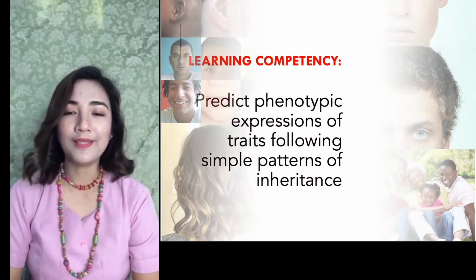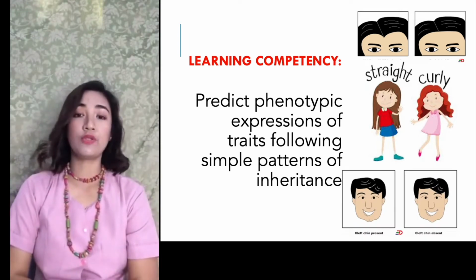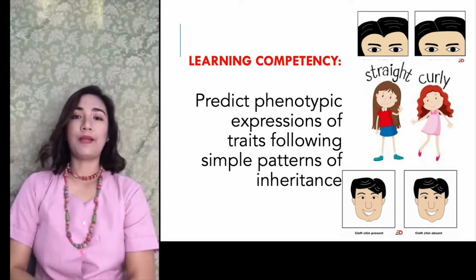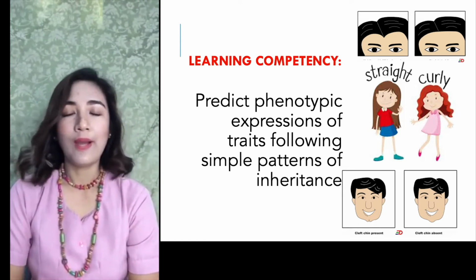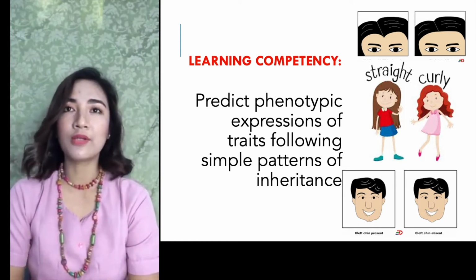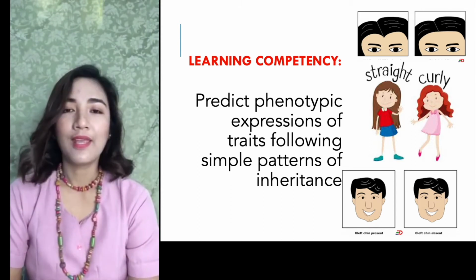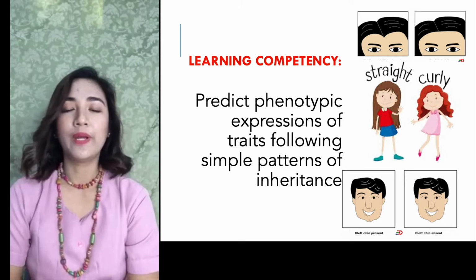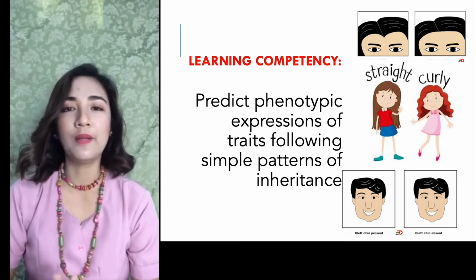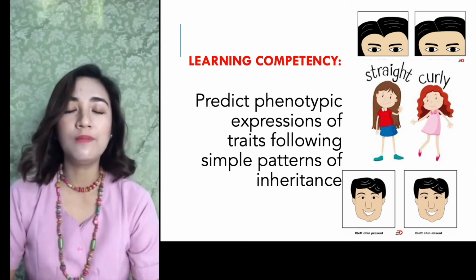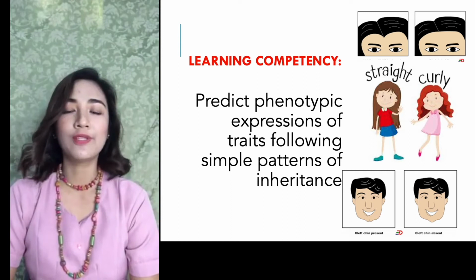Our learning competency is we are going to predict the phenotypic expressions of traits following simple patterns of inheritance. So we're going to study, why do I have curly hair and my sister has straight hair? Or my brother has a cleft chin and mine is not. So we are going to study further these topics. For example, you are tall. What would be the probability of having tall children or short children?